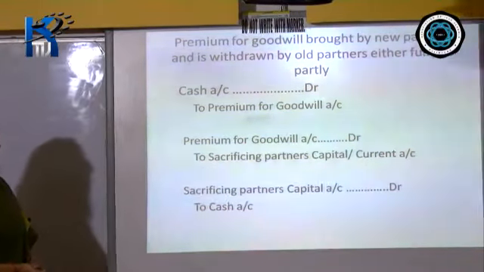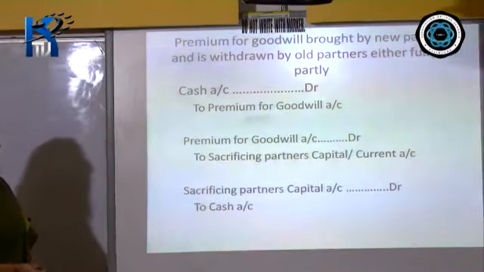Next is when the partner cannot bring his share of goodwill in cash and adjustments are made through his current account. Now he could not bring his share of goodwill in cash, so the first transaction will not come into the picture. But the old partners will not compromise, they want their share. So instead of cash, the incoming partner's current account will be debited. So the partner's current account is debited to the sacrificing partners' capital or current account. This is the next transaction.